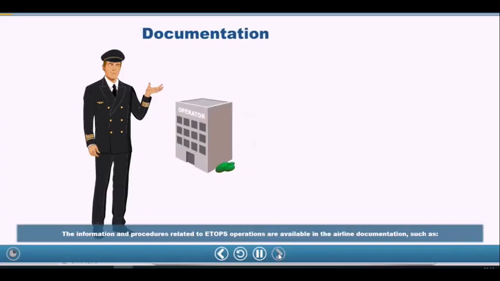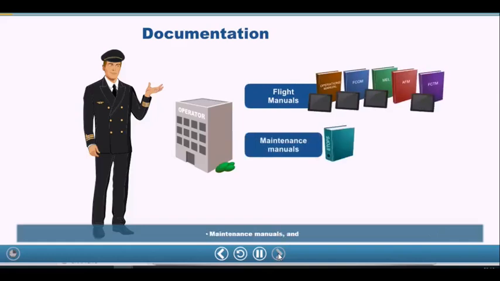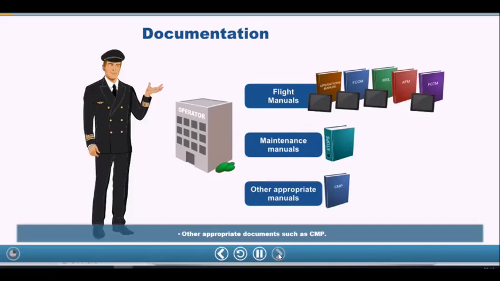The information and procedures related to ETOPS operations are available in the airline documentation, such as flight manuals, maintenance manuals, and other appropriate documents, such as CMP.